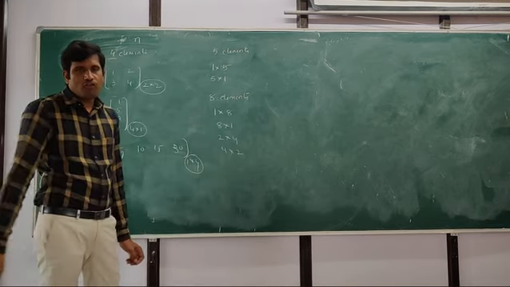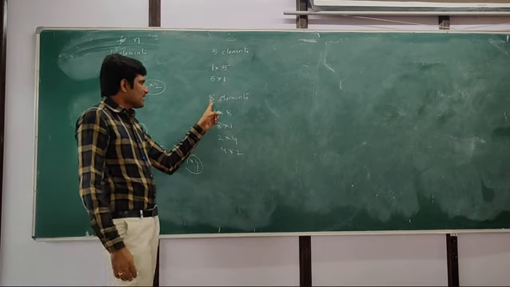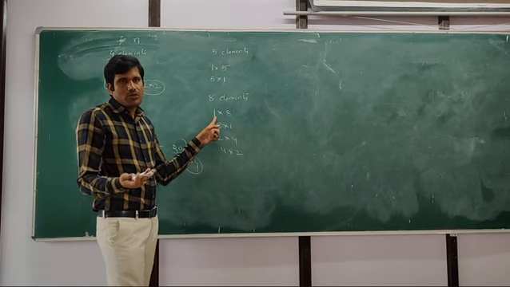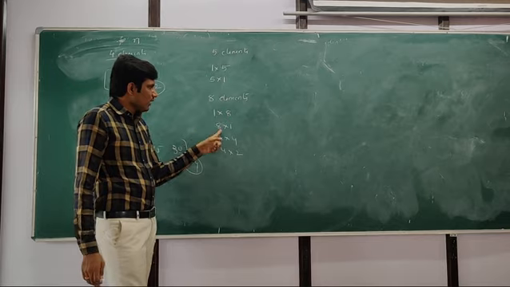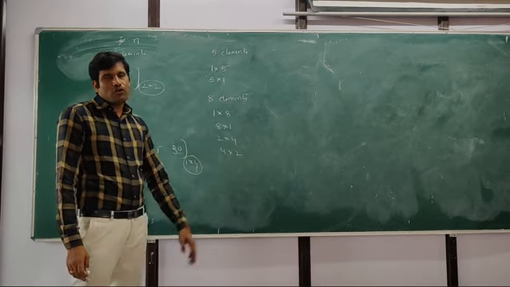So these are the four possible orders. If a matrix is having 8 elements, what are the possible orders it can have? 1 cross 8, 8 cross 1, 2 cross 4 and 4 cross 2.